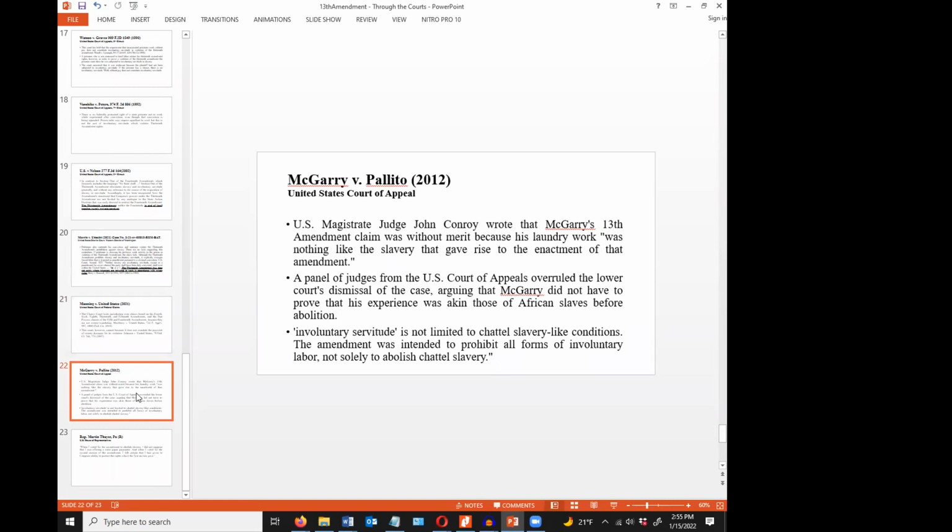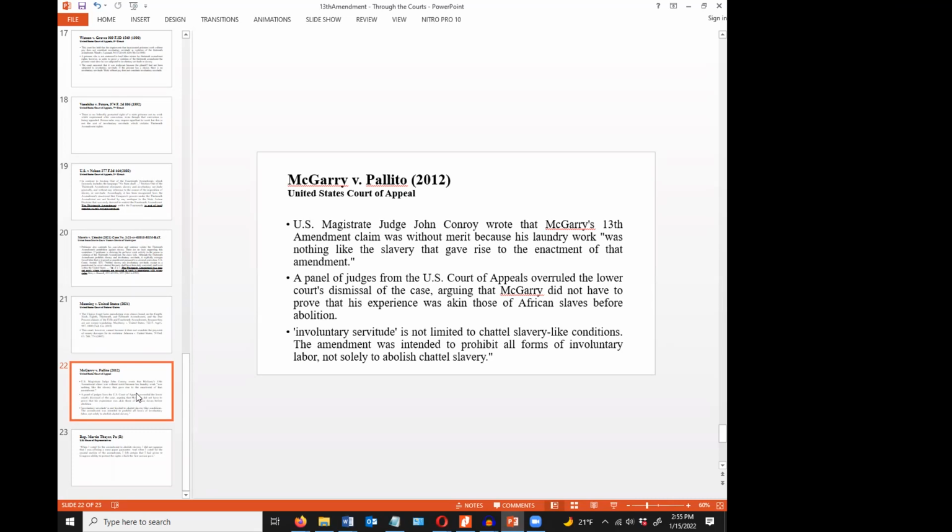And so this person, his name was Finbar McGarry. He was in county jail. He was a pretrial detainee, and they forced him to work. He had to work in the laundry. And so he decided to sue the jail.